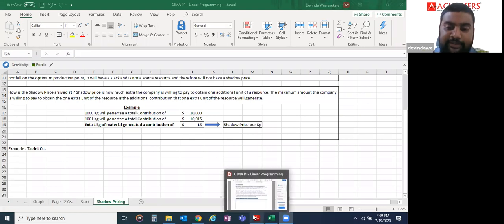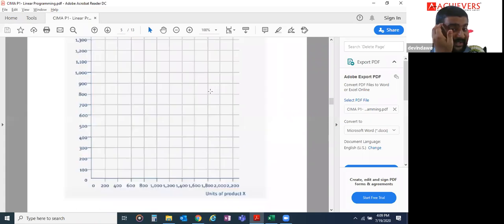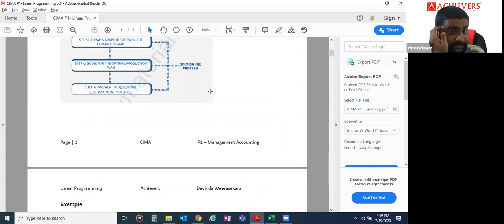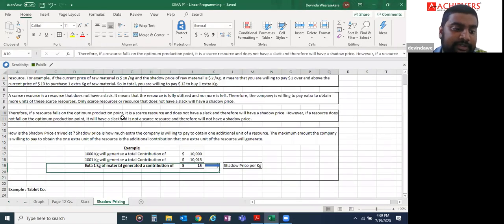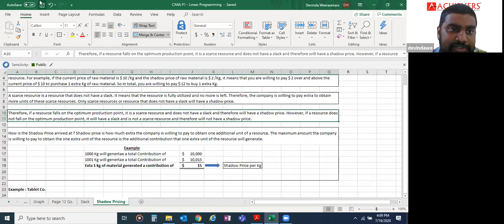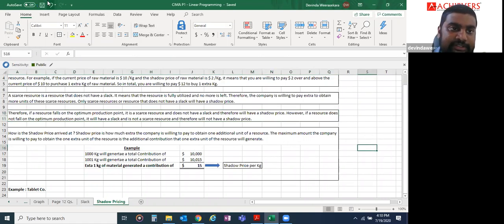So in the tablet company example, how many resources are there? Three resources. I told you that only for scarce resources can we calculate a shadow price, or in other words, only if a resource falls on the optimum production point. If a resource does not fall on the optimum production point, we cannot calculate a shadow price. So which resources will have a shadow price?